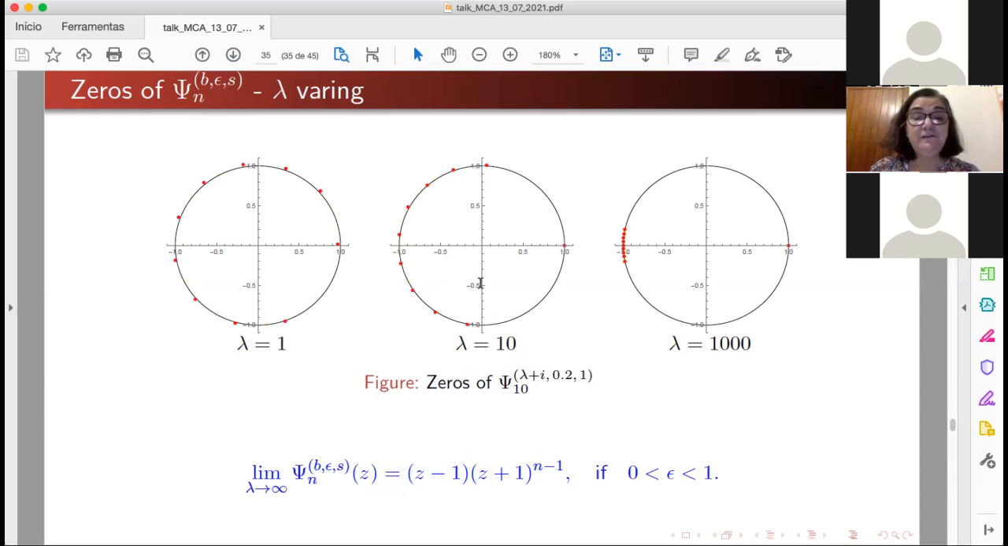In the other pictures, we chose epsilon different from 0, and now we have one zero here that, as we increase lambda, goes to 1, and the other n minus 1 go to minus 1. So 9, here I have n equal to 10, here we have 9 going to the point minus 1.